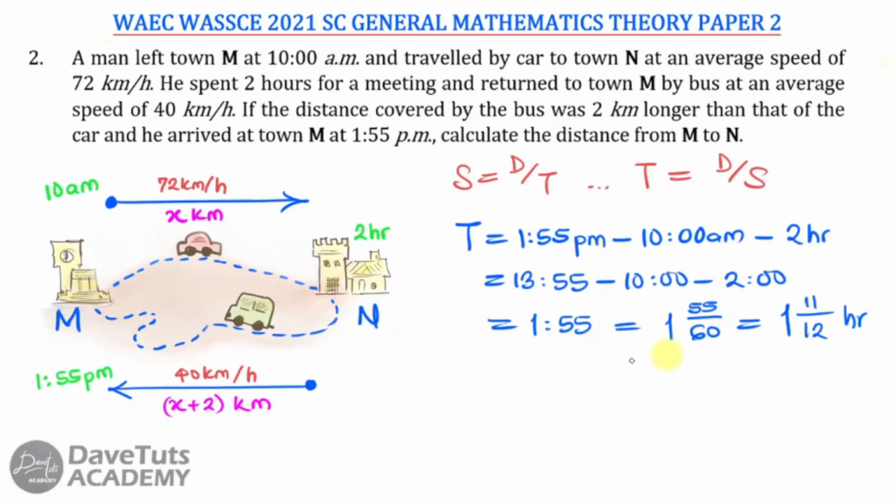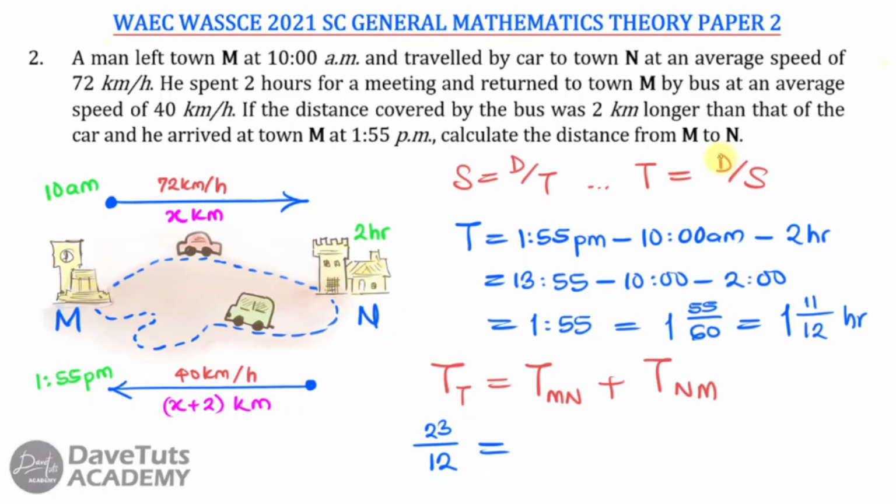But we also need to note that this particular time included his to journey and his fro journey. That means we can say that this total time is equal to the time from M to N plus the time from N back to M. So this is where it gets interesting now. I can say 12 times 1 is 12, 12 plus 11 will be 23. So what we have here is 23 over 12 hours, the total time, is equal to the time taken from M to N.